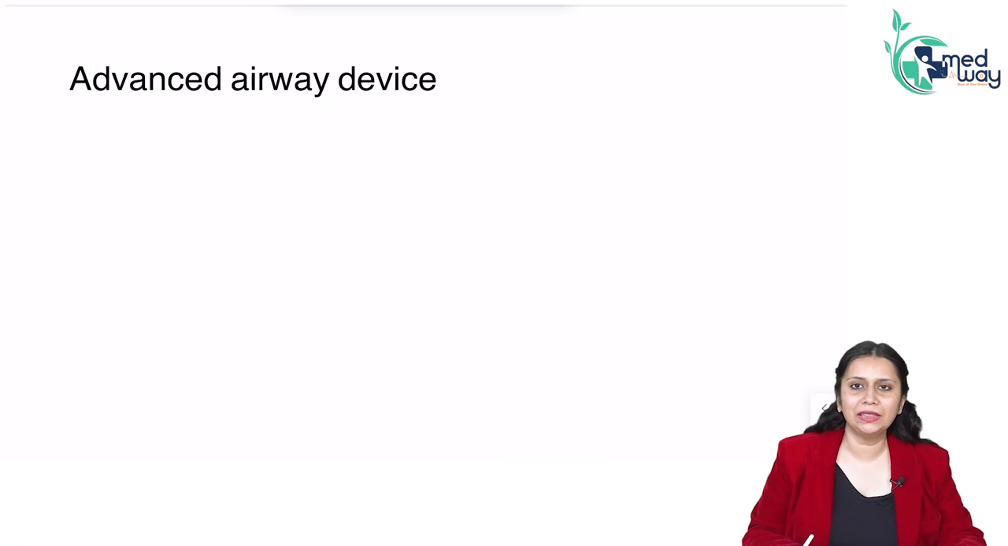So now let us discuss, after basic airway devices, advanced airway devices. Advanced airway devices are devices which are used to open an obstructed airway when the basic airway devices fail, and also for positive pressure ventilation and for giving gases to the patient during anesthesia. It has multiple roles.